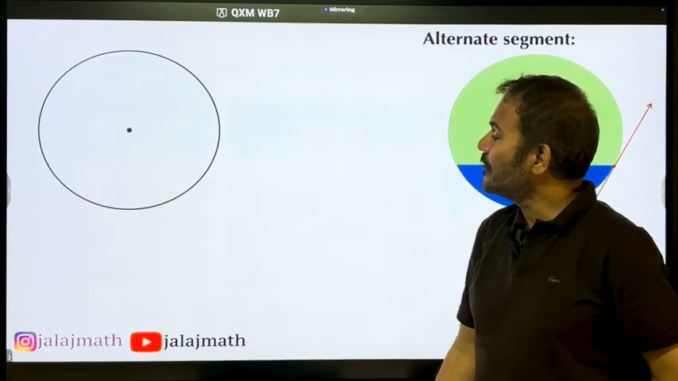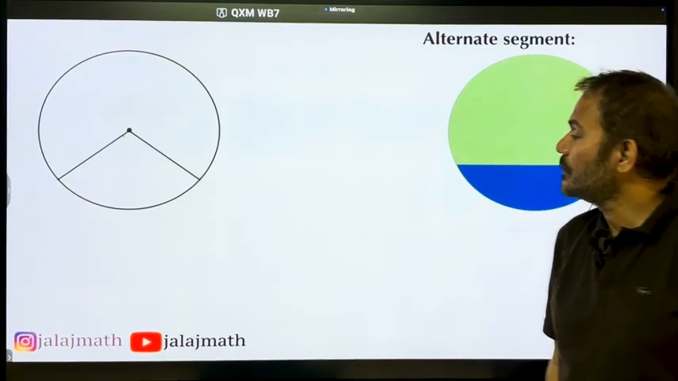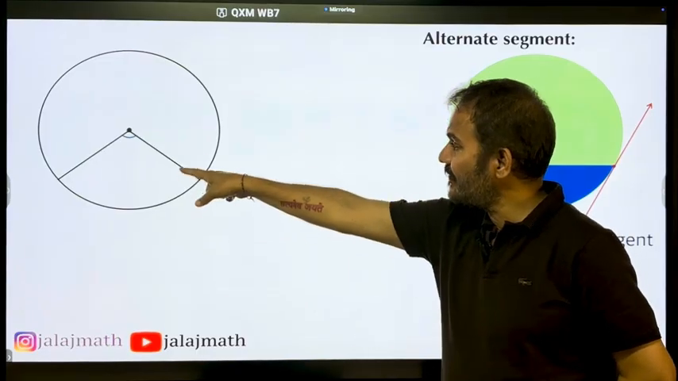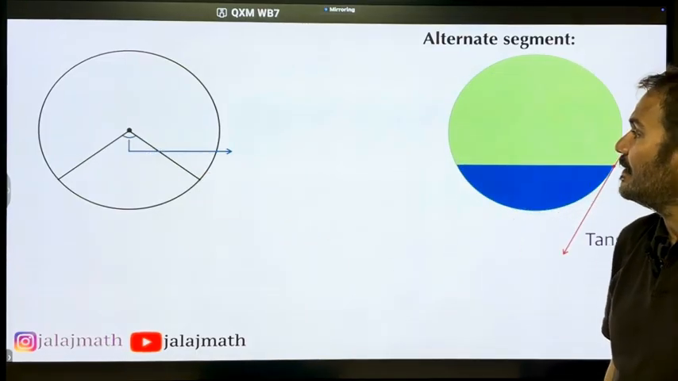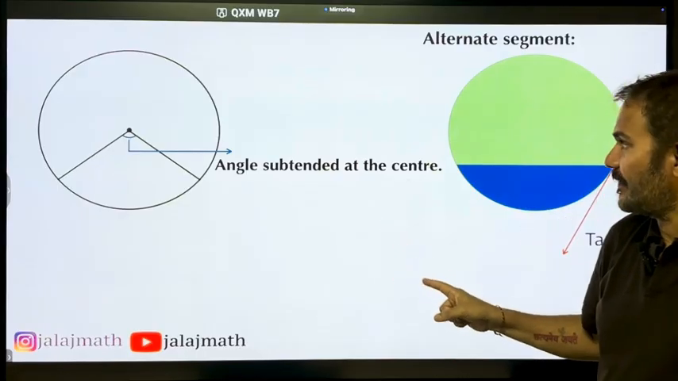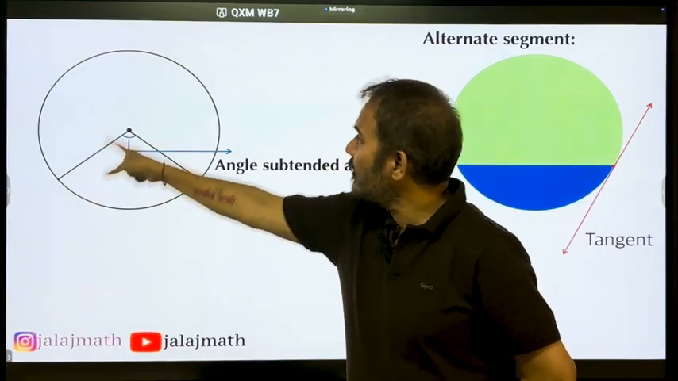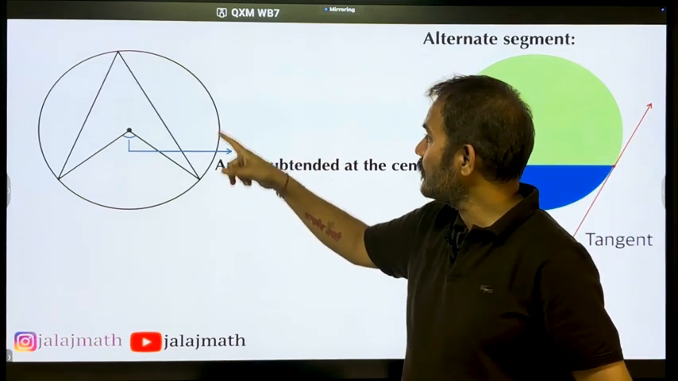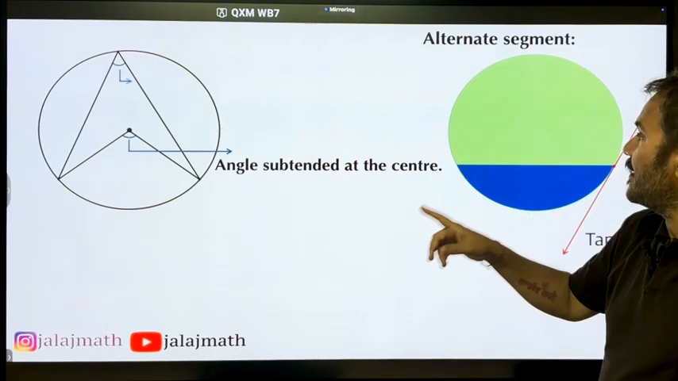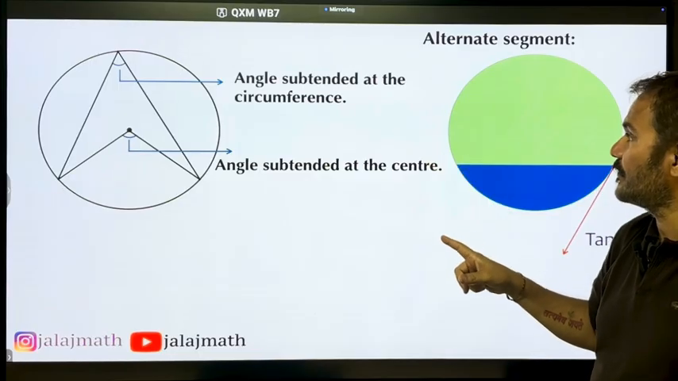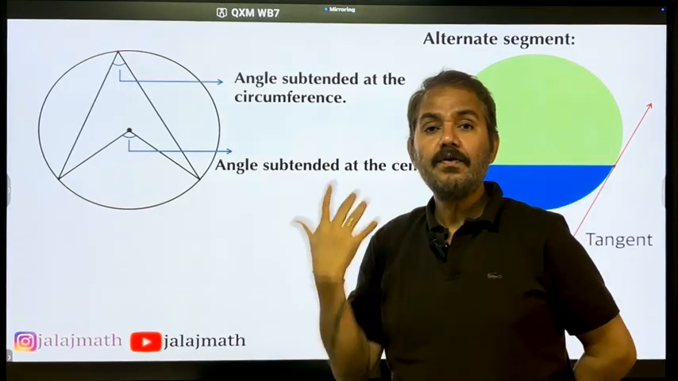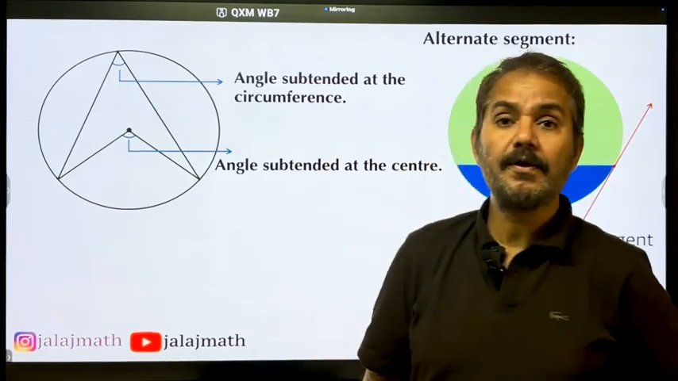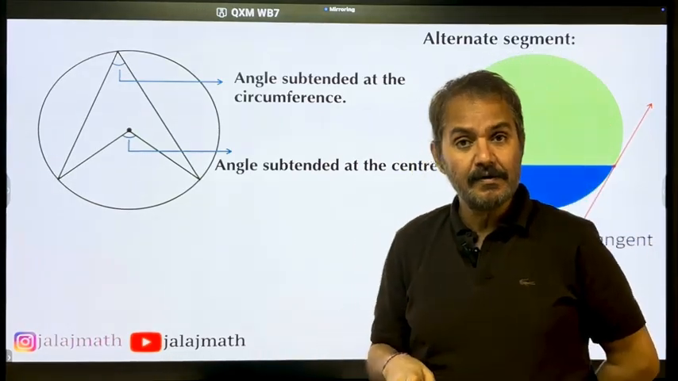Also recall, if you have a circle like this, then this angle that is made at the center is called angle subtended at the center. And if there is an angle that is made at the circumference, we call it angle subtended at the circumference, right? So with these reviews, let's start and explore what happens when you draw angles within a circle.